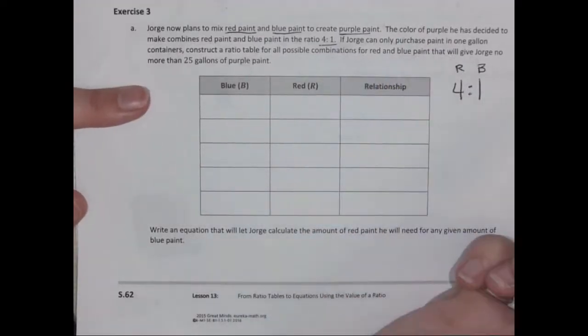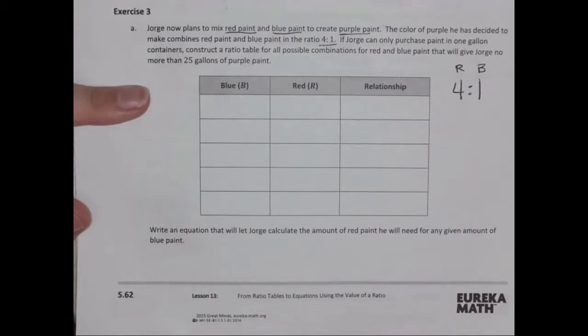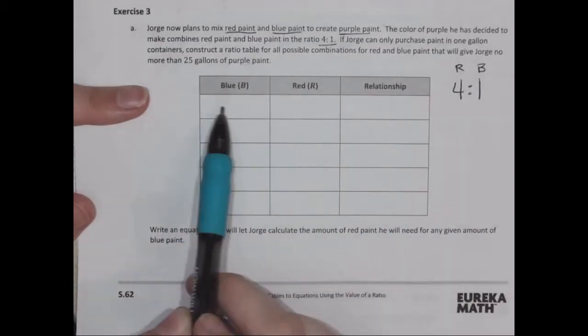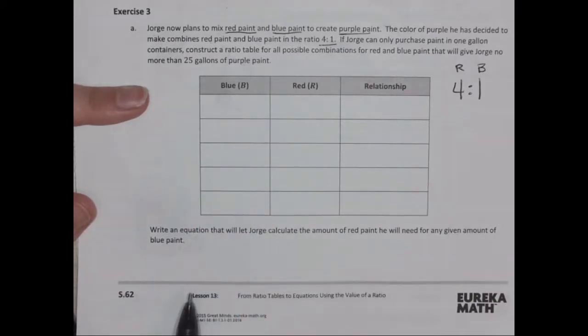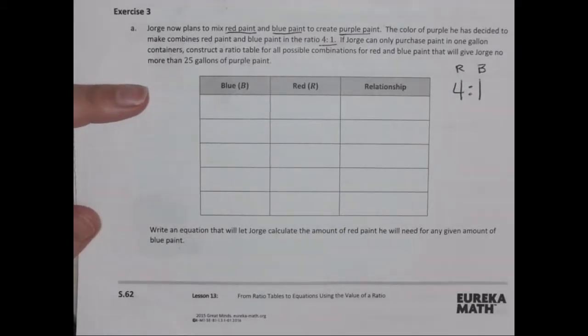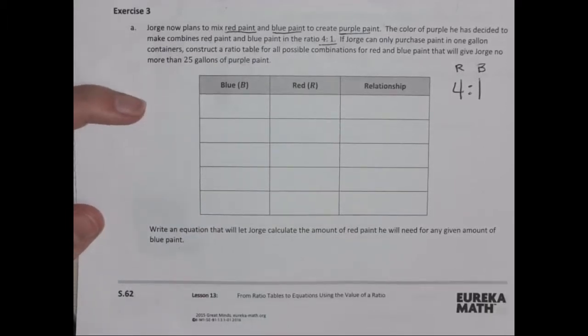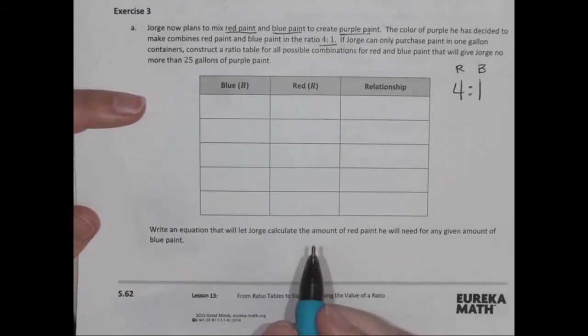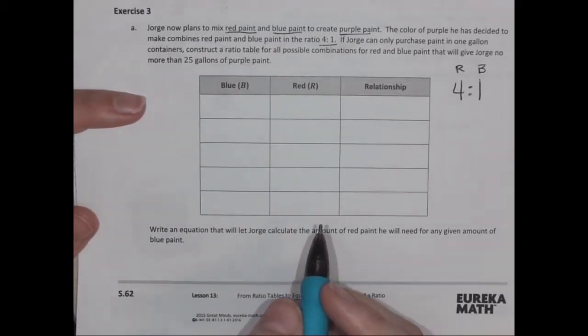If he can only purchase paint in 1-gallon containers, let's complete the ratio table that shows all the possible combinations of blue and red for no more than 25 total gallons of purple paint. Okay? What can I write in the first row? 1 where? In the blue part? Yep.